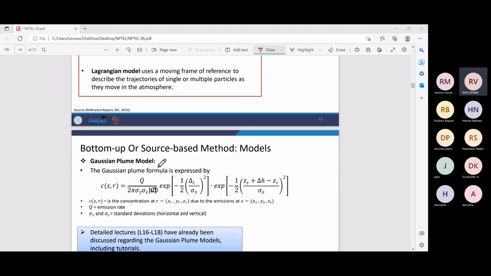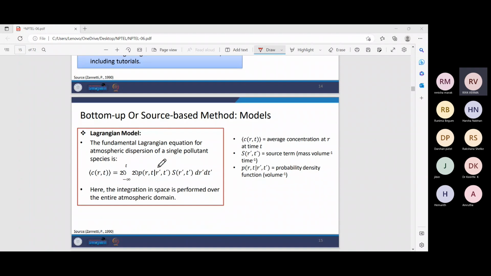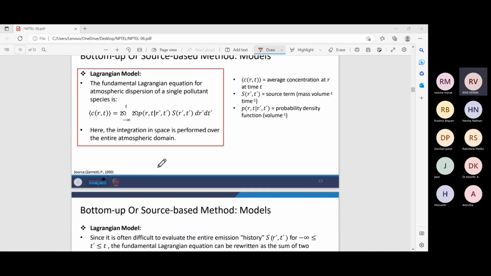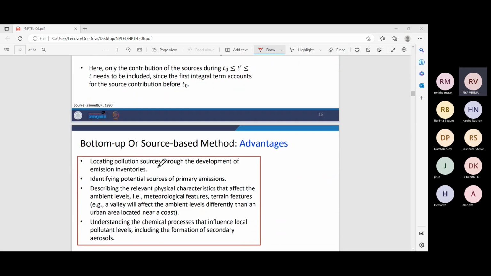Next, we have the equations for your Gaussian and Lagrangian models. You'll be studying these in your coming classes. No need to discuss them now.